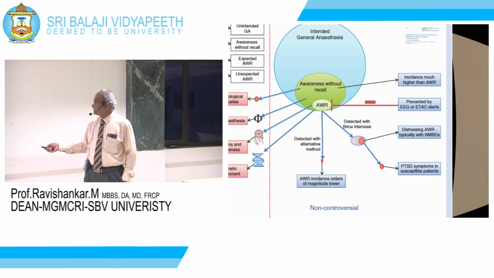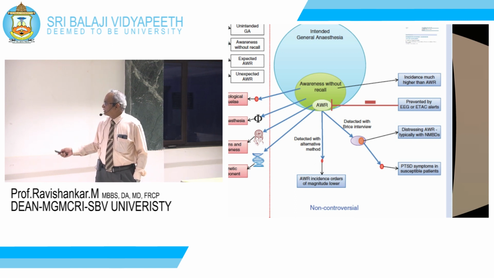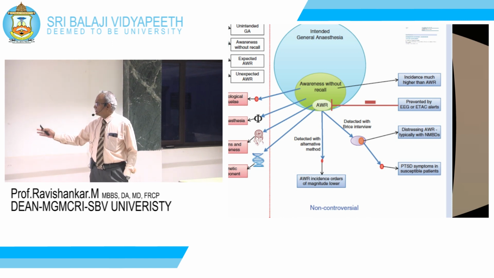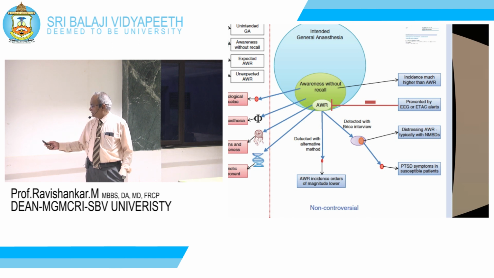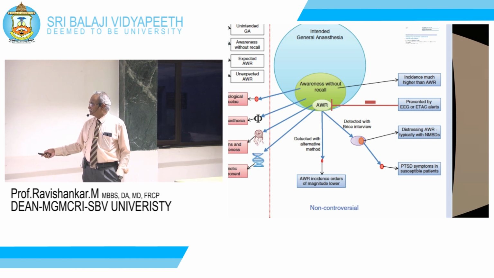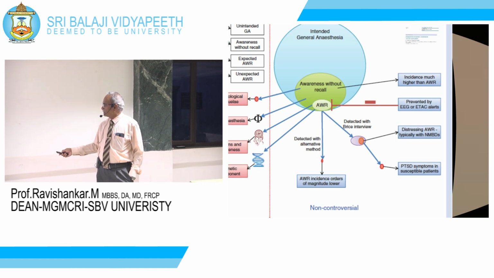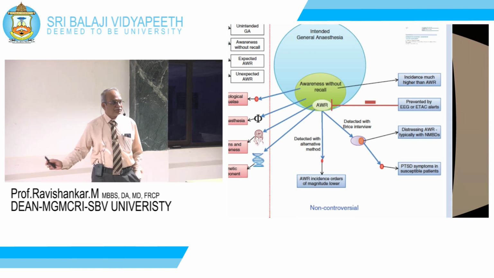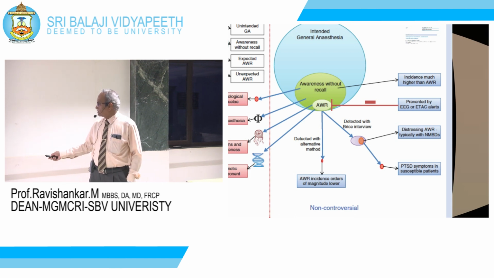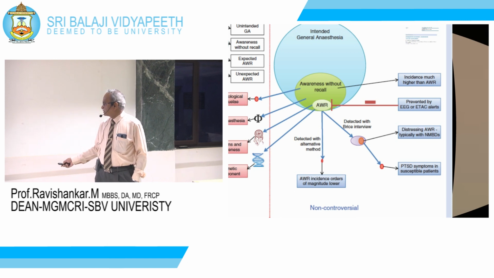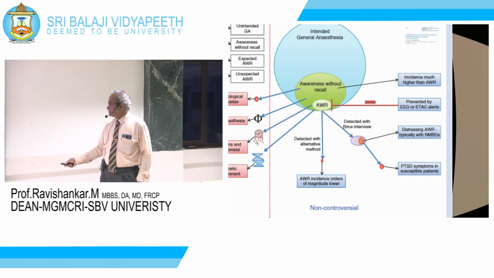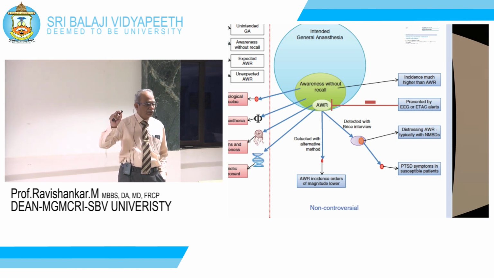And then awareness with recall is prevented by using EEG monitors like BIS and entropy, and detected with the Brice interview, quite a number of patients. And then in a very small number, distressing awareness, typically with neuromuscular blocking agents, and post-traumatic symptoms in susceptible patients. That's a small number. So compared to that, this number is looking quite small.